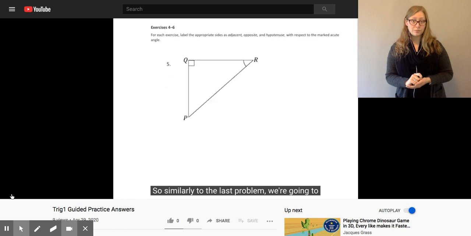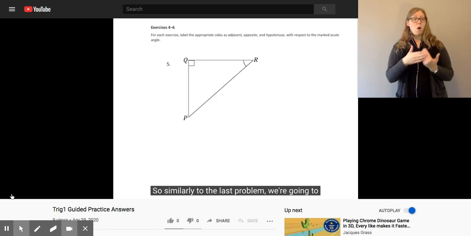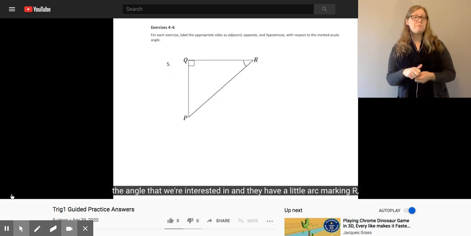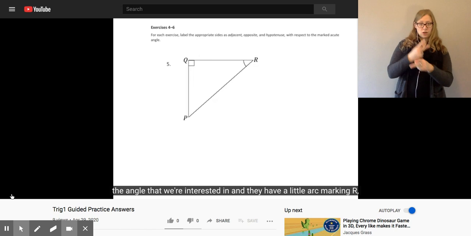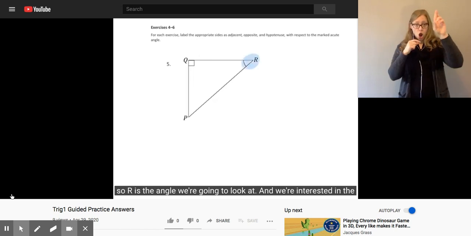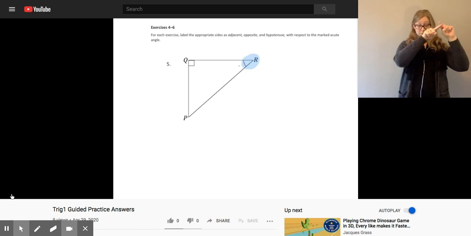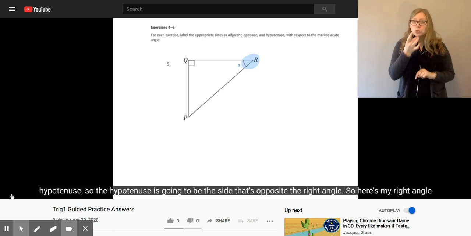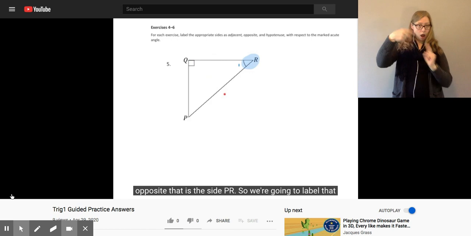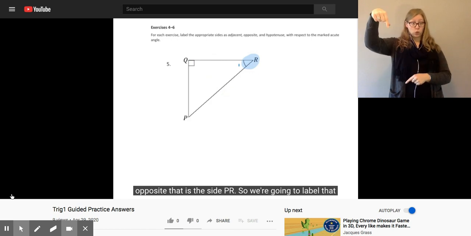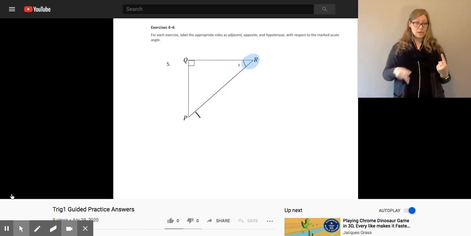So similarly to the last problem, we're going to identify the angle that we're interested in, and they have a little arc marking R. So R is the angle we're going to look at, and we're interested in the hypotenuse. So the hypotenuse is going to be the side that's opposite the right angle. So here's my right angle Q. Opposite that is the side PR. So we're going to label that hypotenuse.